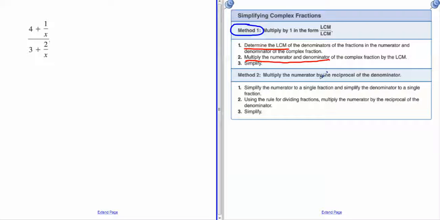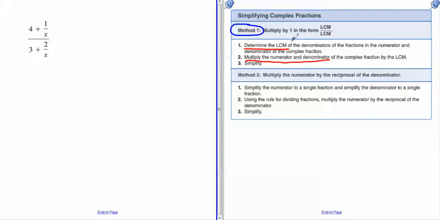Here we've got a complex fraction. Here's our big divided by bar, here's our numerator, and here's our denominator. What we're going to do is follow method number one. I think it's the fastest, most efficient way to get to a simplified complex fraction.